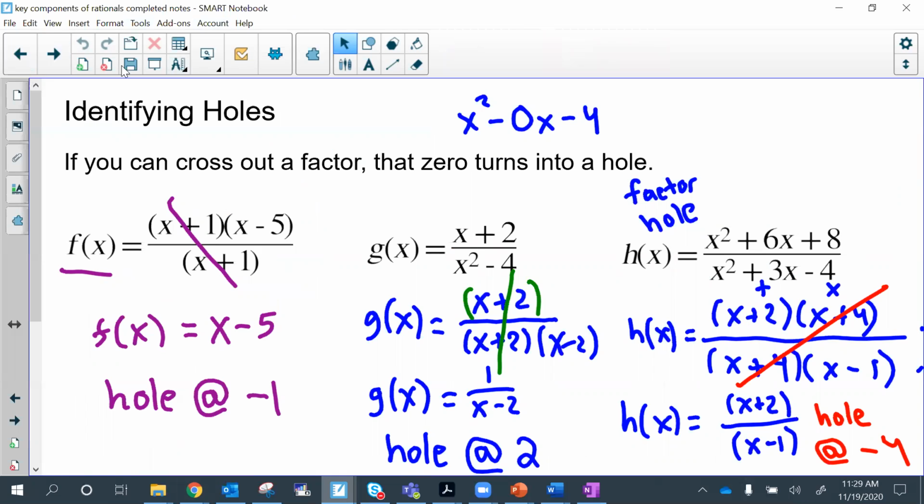So if I bring out my notes from last time, guys, remember, if we can cross something out, then it creates a hole at whatever would have turned that factor to be 0. So you could see these from last time, right? So if I have x plus 1's crossed out, then there's a hole at -1. Here the x plus 2's crossed out, so there's a hole at, that should have been -2. Why did I put 2? My notes are wrong. Here the x plus 4 crossed out, so there's a hole at -4.